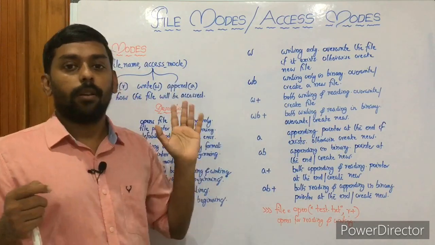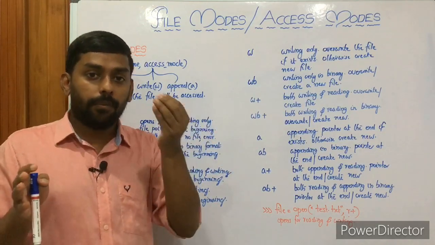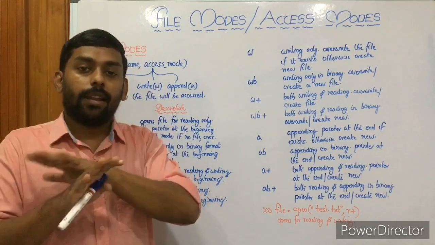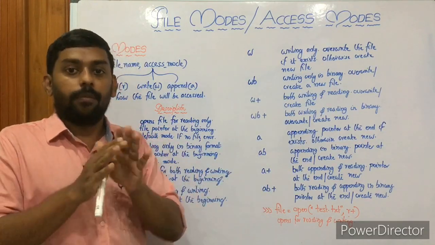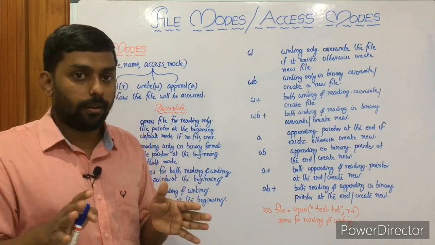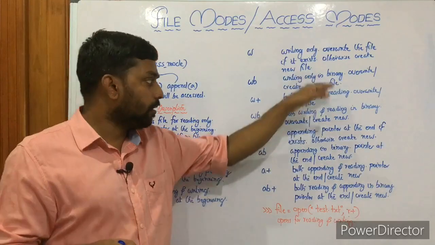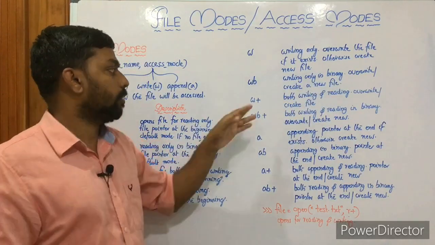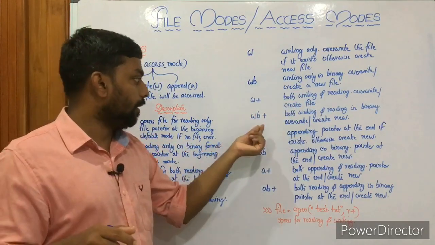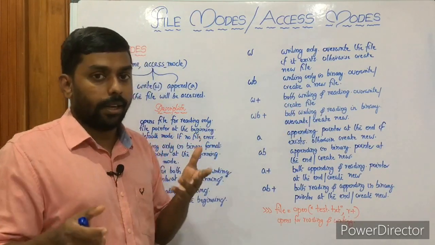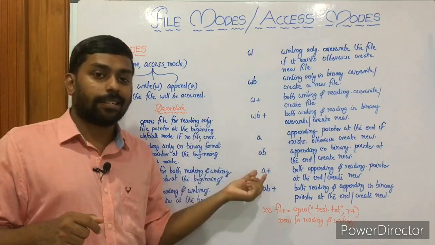So this is all about W, writing. W stands for writing only operation, and if the file exists, the existing content will be overwritten by the new content, right? If there is no such file, it creates a new one. Okay, yeah. Then WB, writing in binary, overwrite or create new file. It's common to all the modes. W plus, both writing and reading. Okay, yeah. Then overwrite or create new. Then WB plus, both writing and reading in binary form. Okay, binary file. Yeah. Let's move on to the next.